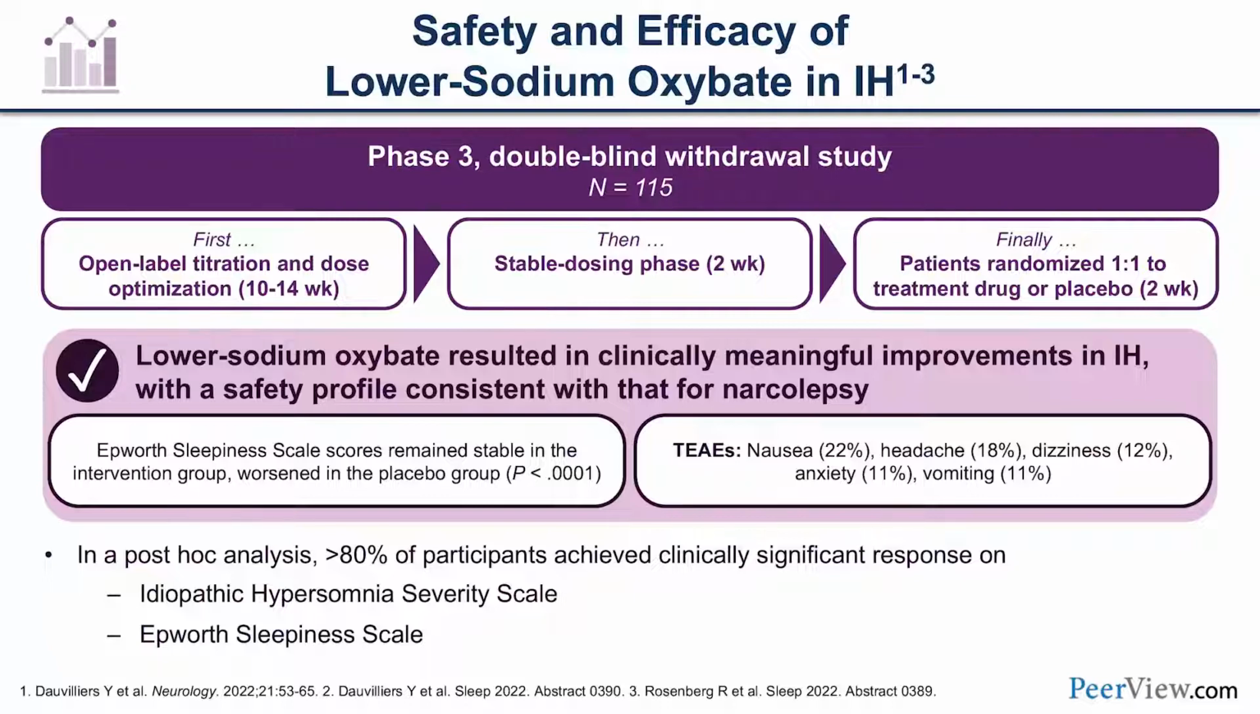We used a scale called the Idiopathic Hypersomnia Severity Scale, which also allowed us to look at how these patients were doing from a quality of life perspective, their sleep inertia, the brain fog, the executive function, and that improved with the lower oxybate preparation. And the FDA looked at this data, and the drug was approved, and it now is the only approved drug to treat patients with idiopathic hypersomnia.